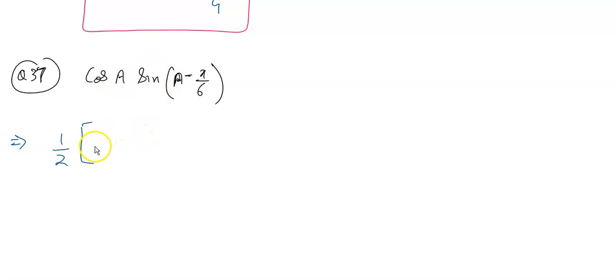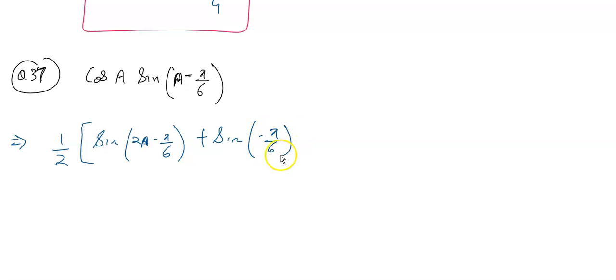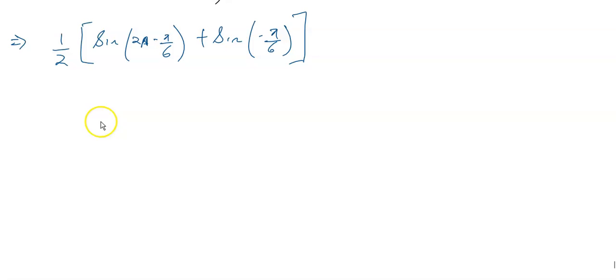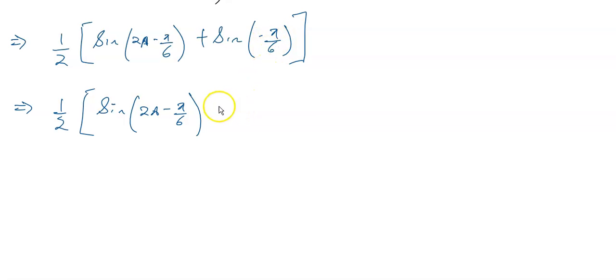Okay, so that will be equal to sine of (a plus b), that will be 2a minus pi by 6, and then plus, sine of (a minus b), that would be a minus pi by 6 minus a, so here it will come minus pi by 6. Now this implies this is 1 by 2 into sine of (2a minus pi by 6) plus sine of minus pi by 6, that is minus of 1 by 2.